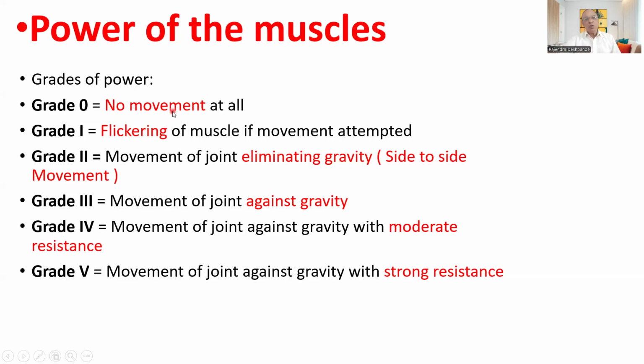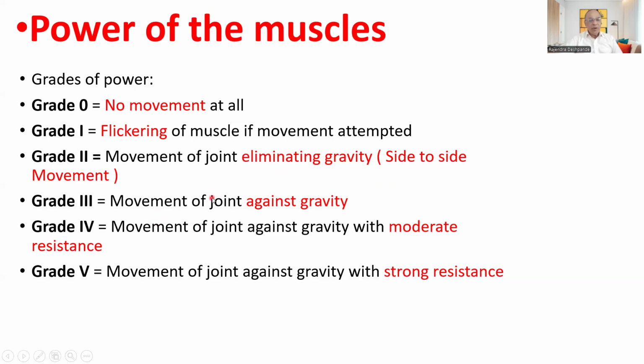Grade 0 is no movement at all in the hands, legs, fingers, nowhere. Grade 1 is flickering of muscles if movement is attempted, only flickering. Grade 2 is movement of the joint eliminating gravity. That is nothing but side to side movement of the hands or legs on the bed, where the patient is lying down and just moves his hand or leg to the right or left. He cannot lift the hand, because lifting is against gravity, but here we are eliminating gravity. So, side to side movement.